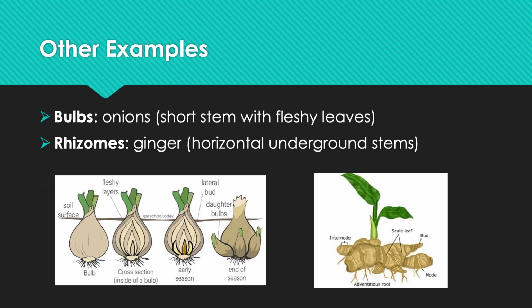Bulbs are another type of vegetative propagation. Bulbs, like onions, contain a short underground stem surrounded by fleshy leaves that store food. When conditions are suitable, the bulb grows into a new plant using the stored nutrients. Rhizomes, such as ginger, are horizontal underground stems that can grow into a new plant at different points along their length.